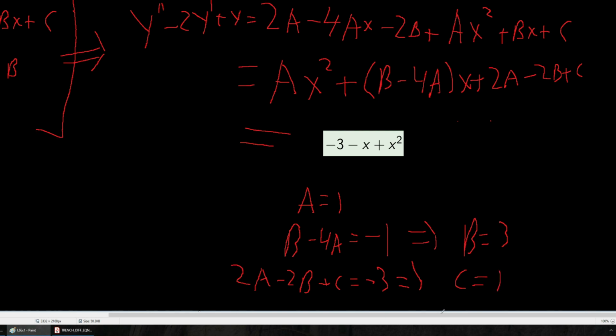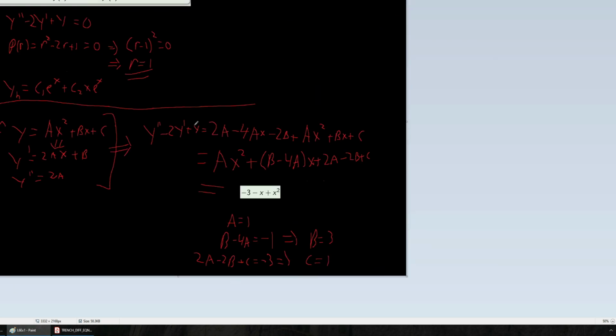Okay, so if you put all this together and zoom out a bit, this tells me that if y is of this form, with a equal to 1, b equal to 3, and c equal to 1, then this thing is actually a solution to the differential equation.